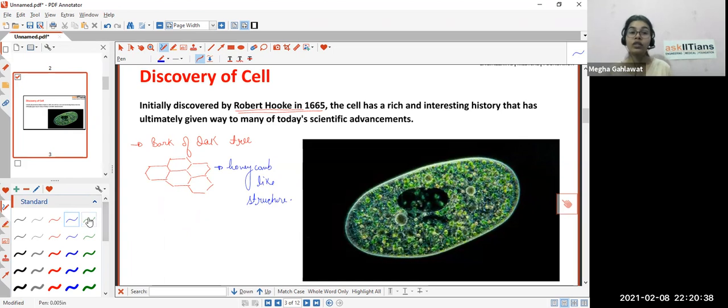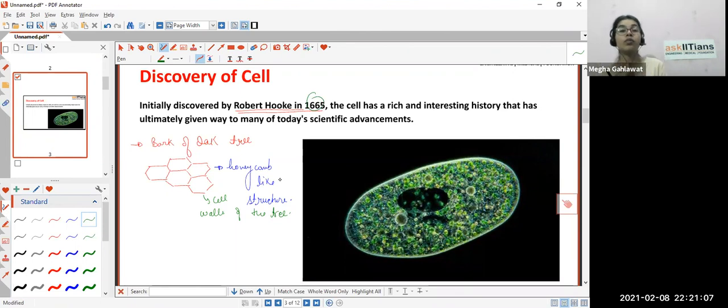What he actually saw were the cell walls of the tree. He couldn't see the proper cell organelles or the cell membrane or anything, because his microscope was very primitive and underdeveloped, since there wasn't the technological advancement of today; the year was 1665. So what he actually saw was just the cell walls present in the cell.